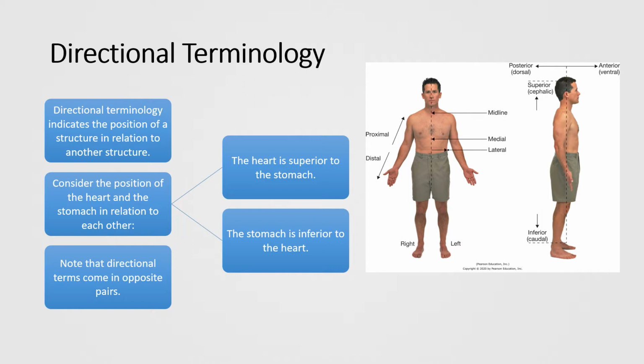So if you look at the figure on the right, you'll see that distal is the opposite to proximal, and right is the opposite to left. Medial is the opposite to lateral. Posterior opposes anterior, and also dorsal is the opposite to ventral. And then superior is the opposite to inferior, and cephalic would be the opposite of caudal.